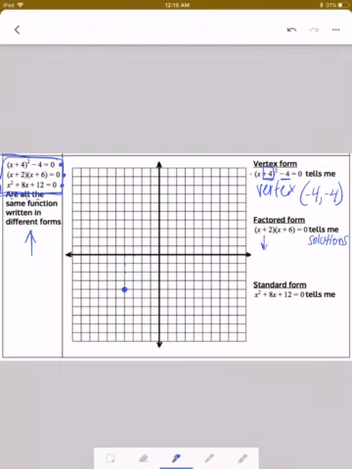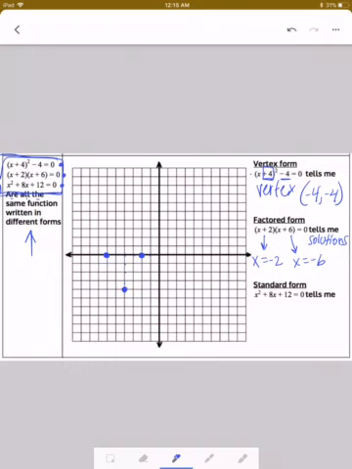So my factored form tells me the solutions. So for this one, I know that the solution would be x equals negative 2. And for this solution, x equals negative 6. So I can graph those at negative 2 and then negative 6. So I can start to see my parabola starting to take shape here.